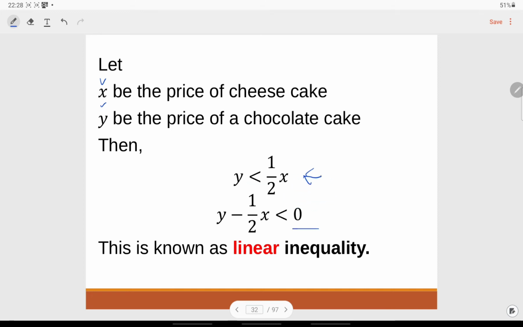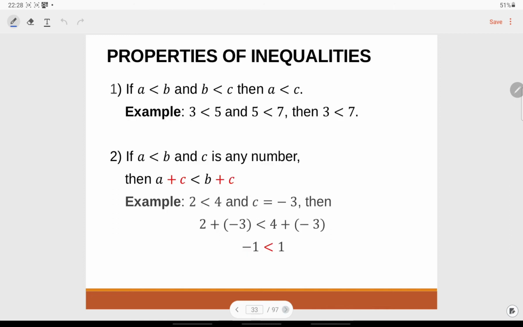We can rearrange this inequality and come out with this form. We take 1 over 2x to the other side, so we come out with this inequality. This is known as a linear inequality because the highest power of x is equal to 1. The power is 1, so that's why we call it a linear inequality. Now we consider the following properties of inequalities.